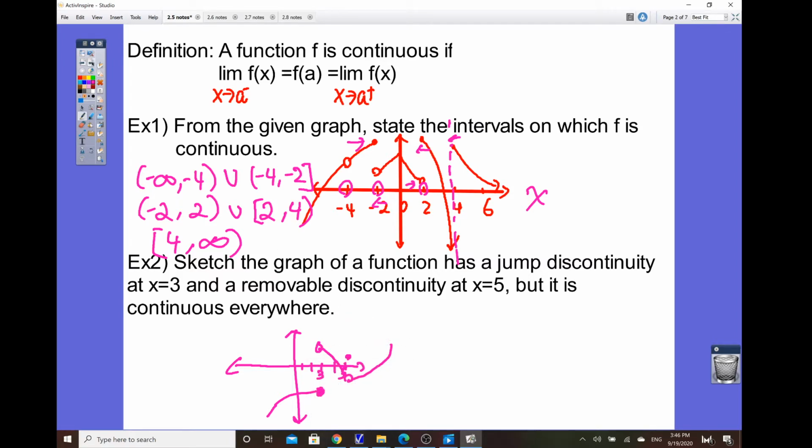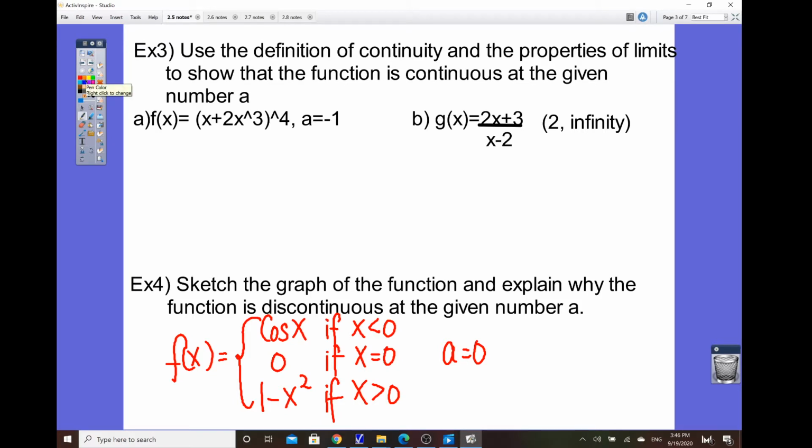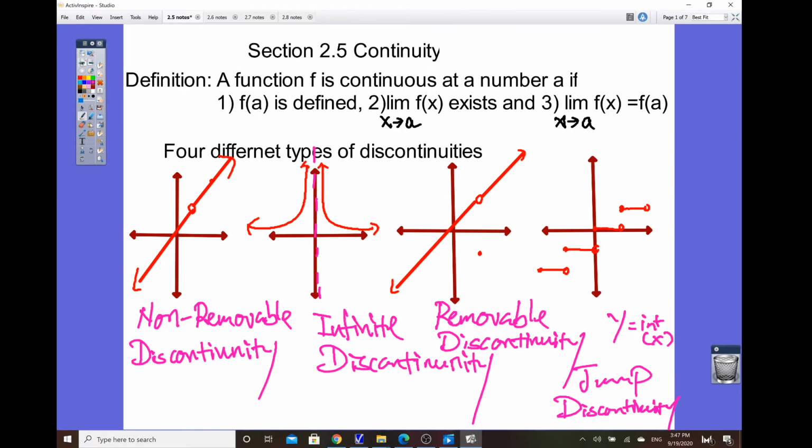Okay, so now let's see what else we have for the rest of this. Example 3: use the definition of continuity and the properties of limits to show that the function is continuous at the given number a. So again, those 3 criteria. If we go back to the first slide, the first one is that f of a is defined. That means the y value is defined. It's not undefined. And the limit of f of x as x approaches a exists. And then the third condition is just the combination of the first and the second conditions: the limit of f of x as x approaches a equals f of a.